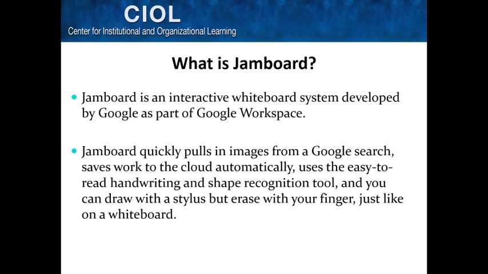Now, what exactly is Jamboard? Well, it is an interactive whiteboard system developed by Google as part of Google Workspace. Jamboard quickly pulls in images from a Google search, saves the work to the cloud automatically so you don't need to worry about saving all the time, uses easy-to-read handwriting and shape recognition tools, and you can draw with a stylus but erase with your finger just like on a real whiteboard. So it's a very versatile and easy-to-use app that Google provides.